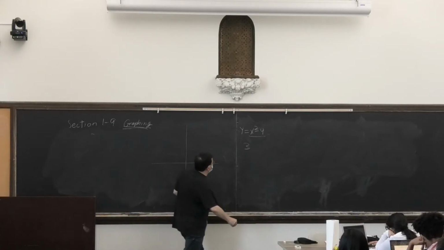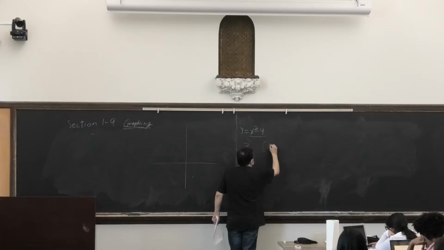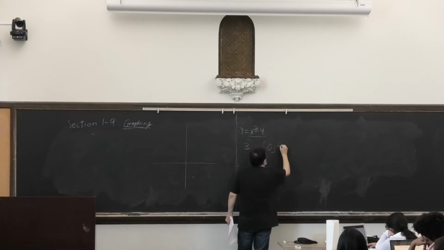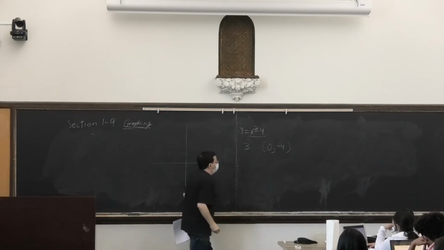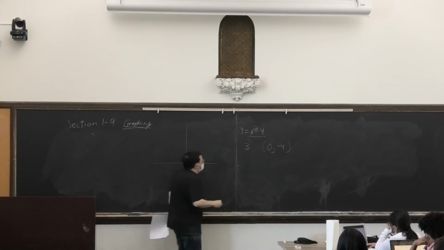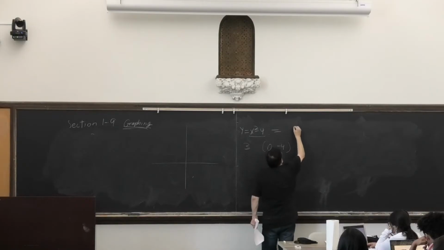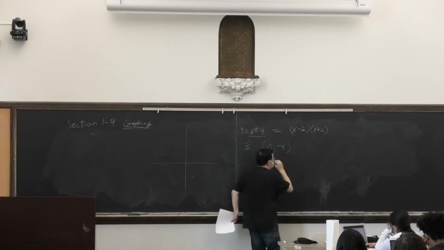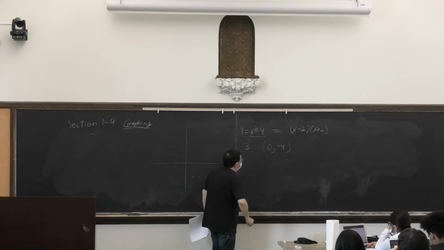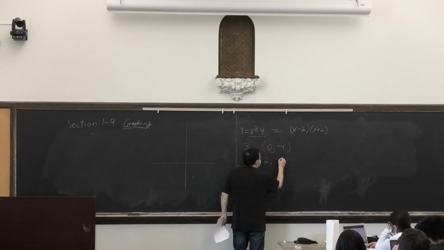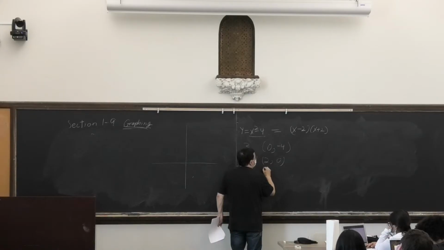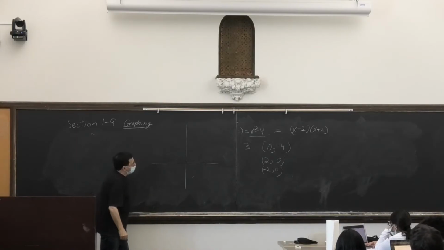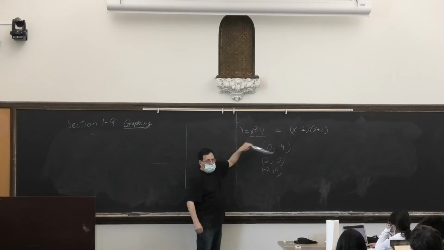So what are the intercepts? Well, when x is 0, y is negative 4. So that's a y-intercept. If we factor this, it's x minus 2 times x plus 2. So that gives us the intercepts (2, 0) and (-2, 0). And as you may know, a quadratic like this is a parabola.